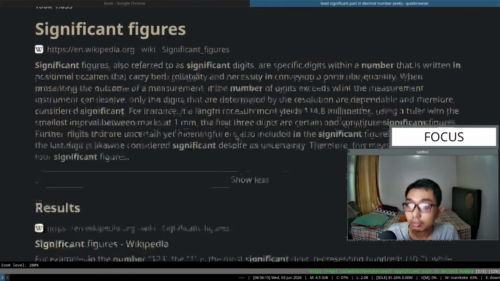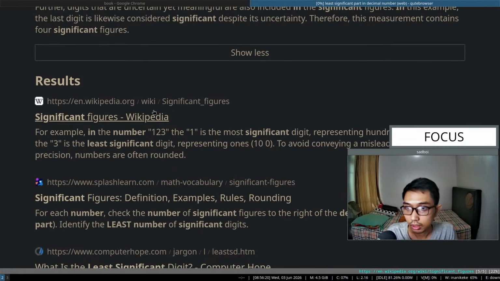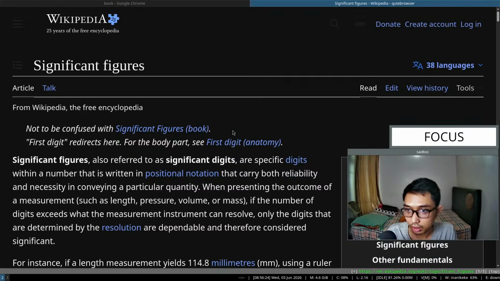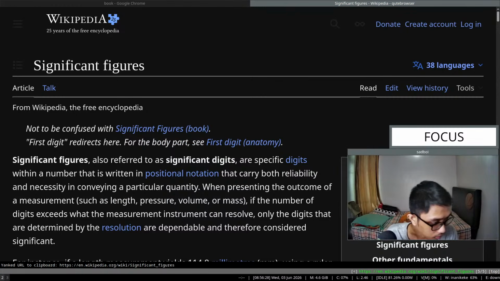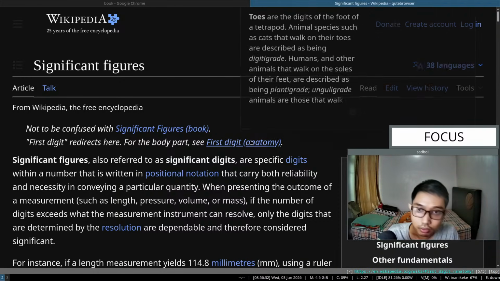Okay, significant figure. Is this what it means by least or most significant? Let me copy this in the chat in case anyone wants to take a look.